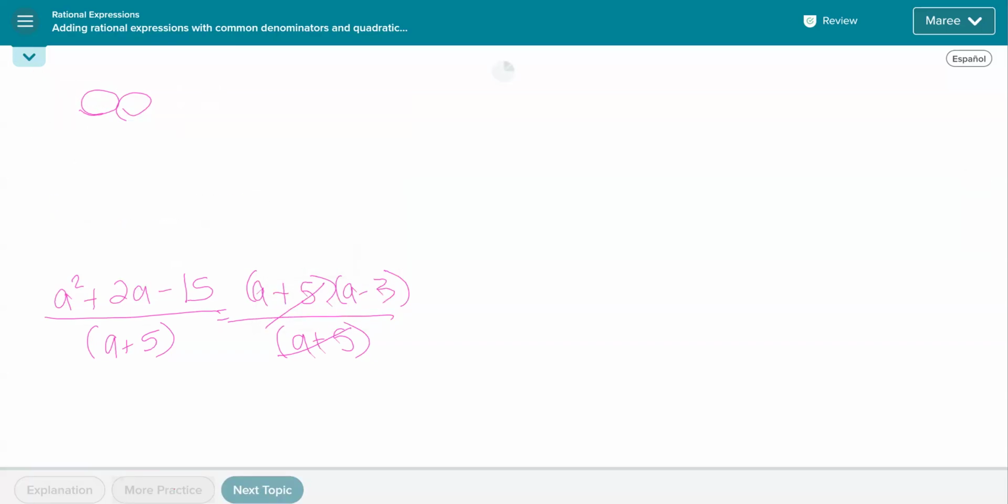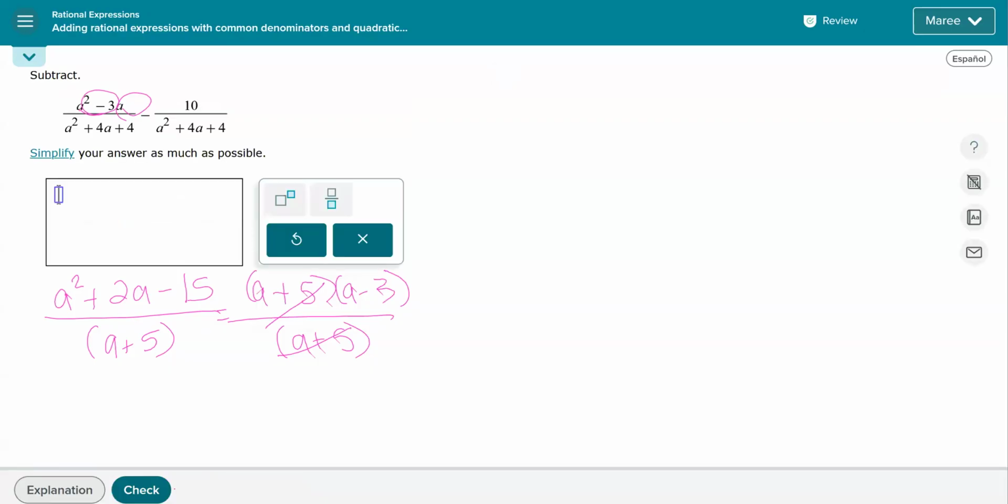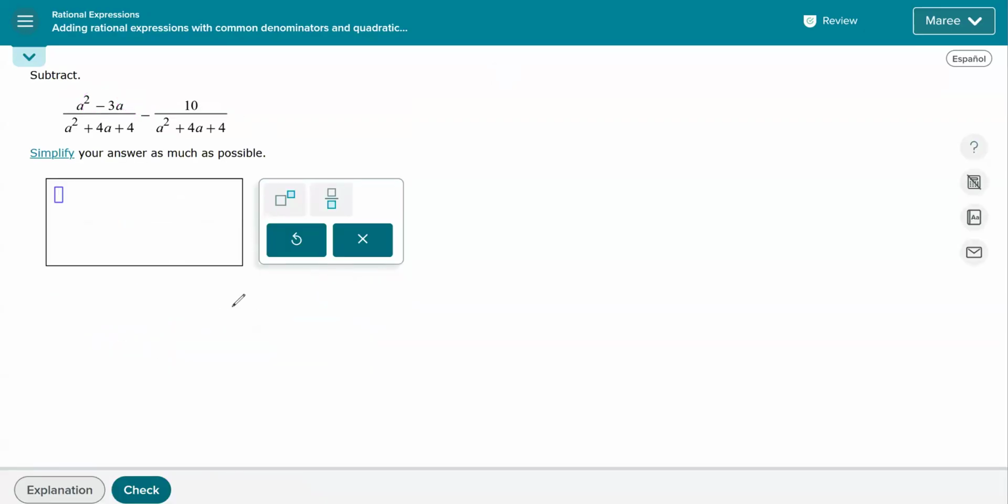All right, we're going to do one more for kicks and giggles here. This one's different. We're going to do a squared minus 3a minus 10. Oh, we get to factor that too. And then we have a squared plus 4a plus 4. Two factors of 4 that add to 4 are 2 and 2. So we have a plus 2, a plus 2.